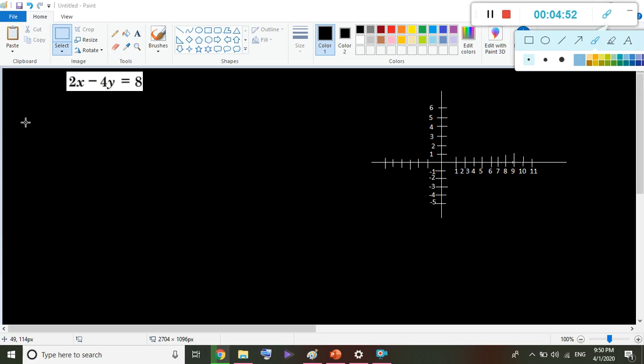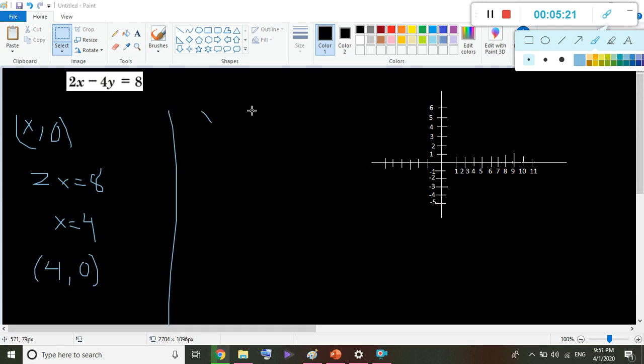When we find the x-intercept, it means we're going to substitute y as 0, so it's going to be 2x minus 0 equals 8. X equals 8 divided by 2, which is equal to 4. So it's going to be (4, 0). This is the first point we have.